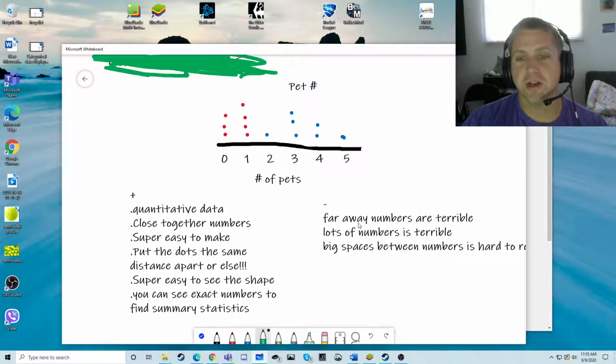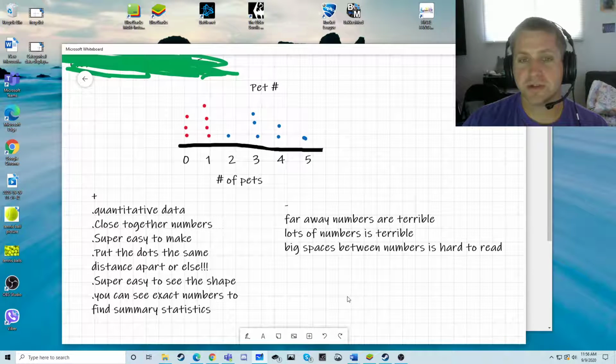Some disadvantage, faraway numbers are terrible. If you're tracking something that goes from 1 to 100, you have to make 100 separate dots. It would just look so flat. Like your test grades, that would be a terrible thing to make a dot plot of. If you have tons of numbers, it's really hard to draw. It's super annoying. No one's trying to do annoying things. Stats trying to make your life easier, not harder. And big spaces between numbers is really hard to read.